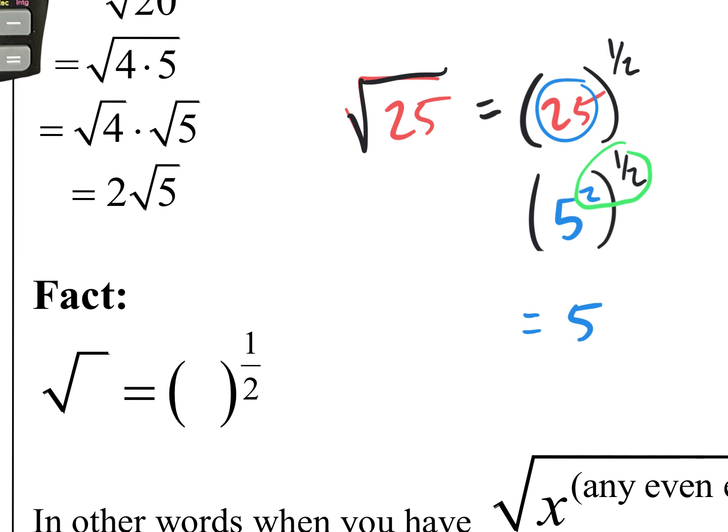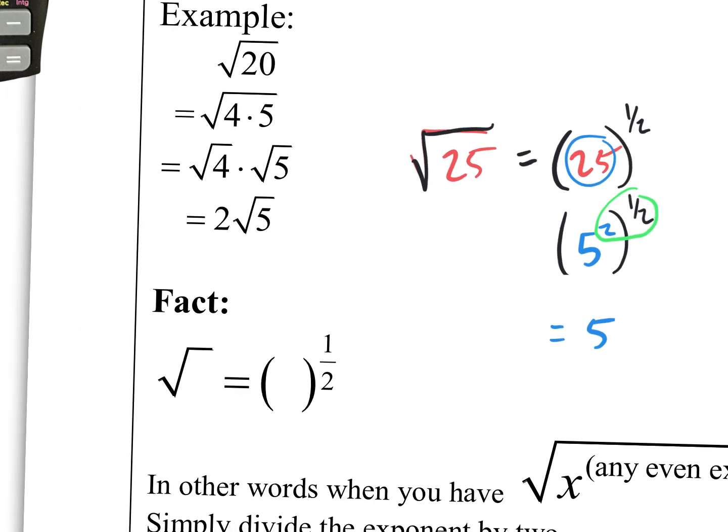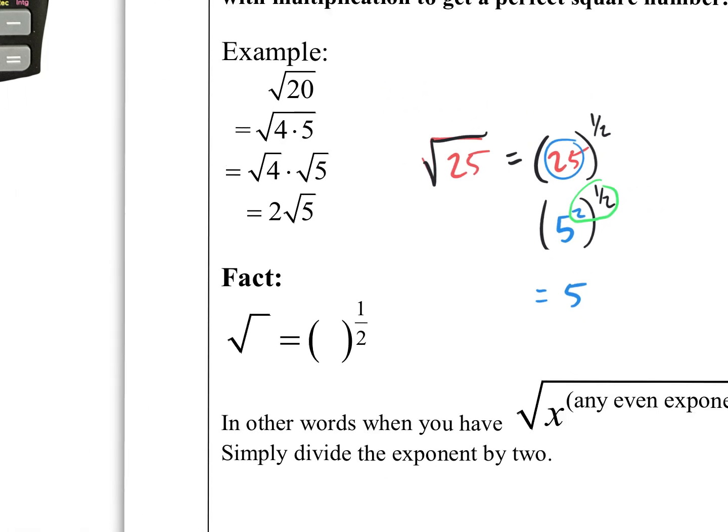Now, I know you're thinking, why the heck would I want to do all this work if I already know that the square root of 25 is 5? Again, because you're going to have variables involved. So it's important to know this fact that the square root could be rewritten as the power of 1/2. Okay. So let's talk about a couple of those.